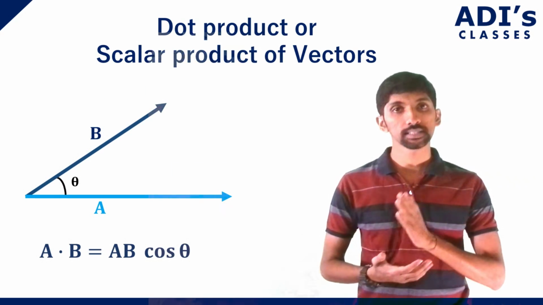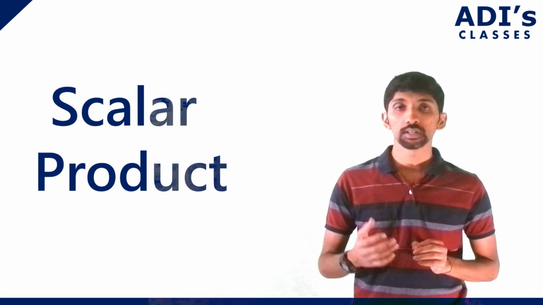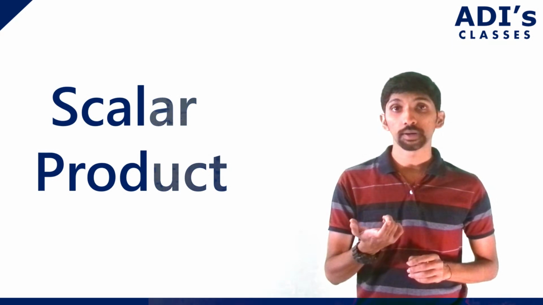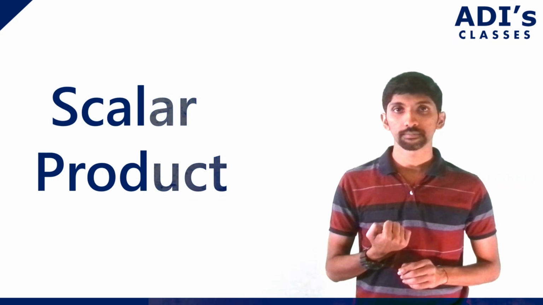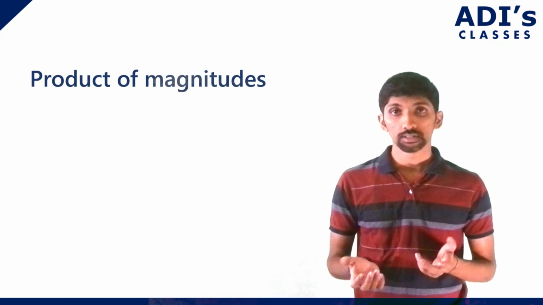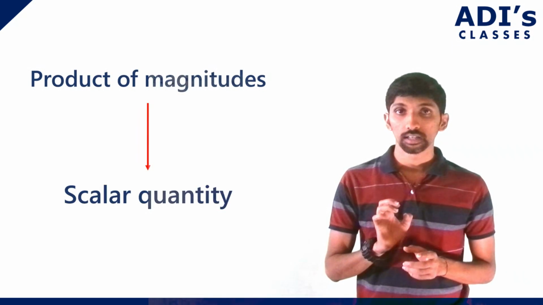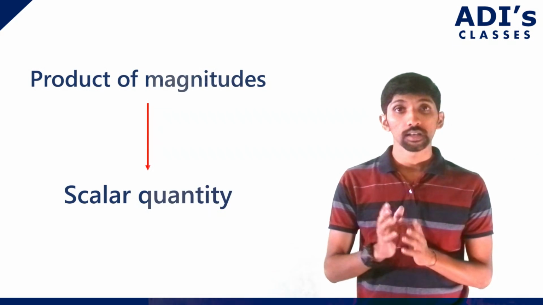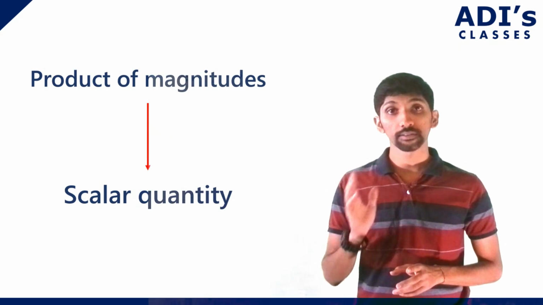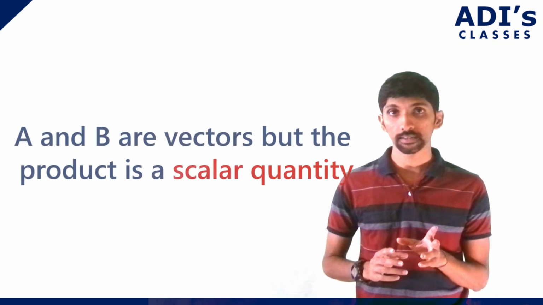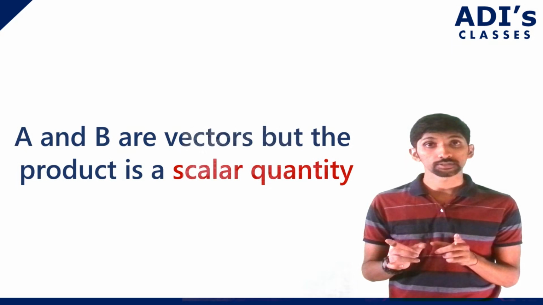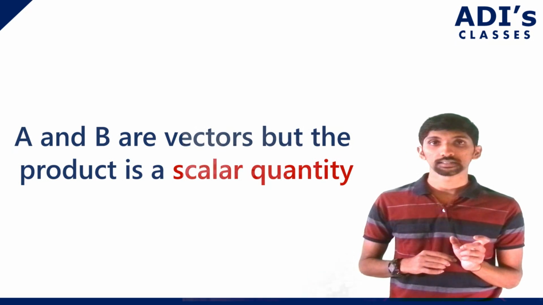Now why do we call it a scalar product? Because only the magnitude part is what we are calculating, correct? There is no direction here. So this is the reason it's a scalar. Now a very important point: both vector a and vector b, these two are vectors, right? But the product of these two becomes a scalar.